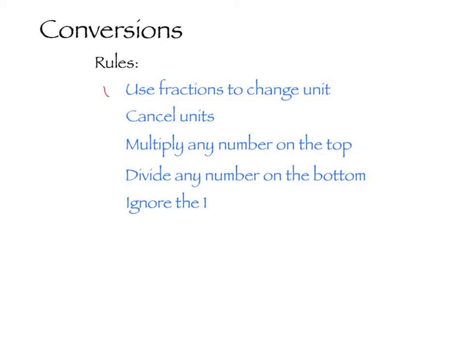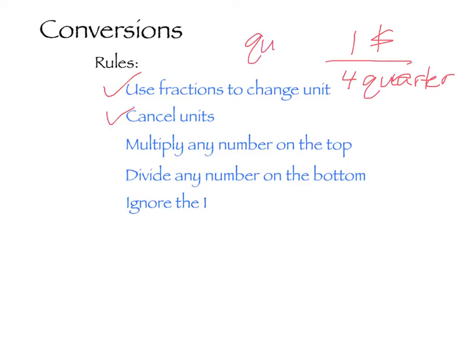The first rule is you're going to use fractions to change your units. So, for instance, we might have $1 on the top, and we will have 4 quarters on the bottom. And we would set up that fraction with the dollar on the top or on the bottom, depending on what unit we're changing from. The next rule would be we're going to cancel units. So if we have quarters on the fraction here in front, and we now have quarters on the second one, we have quarters on the top and quarters on the bottom, so we could cancel them.